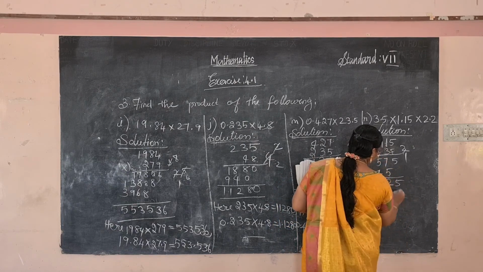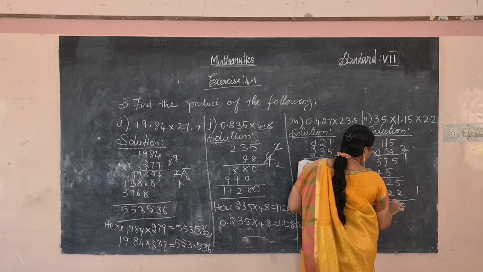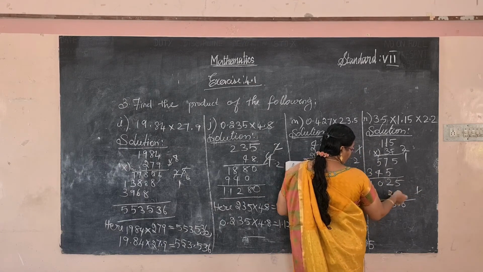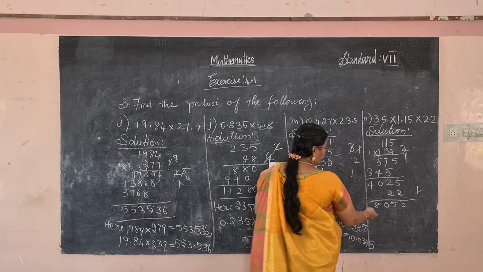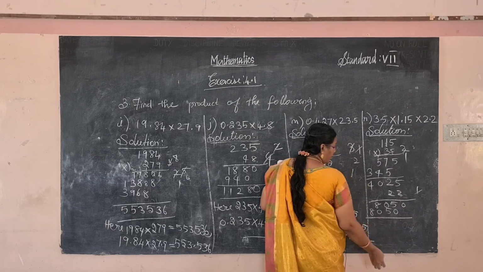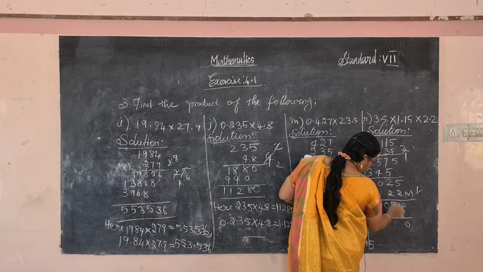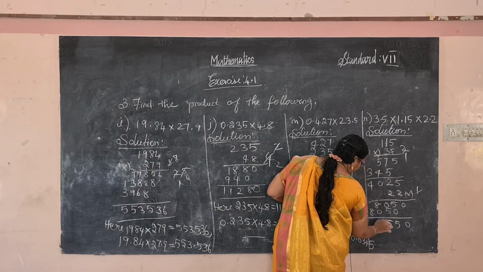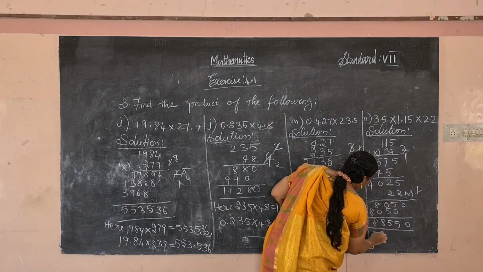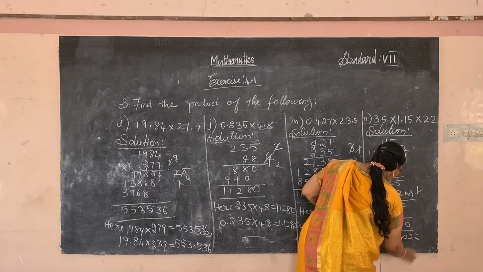After that multiply by 22. 2 5s are 10. 2 2s are 4 plus 1 is 5. Okay, so 0, 2 4s are 8. Both have the same digits, so we get the same number in this also. Okay, now add. 0, 5, 5, 8, 8. Okay, the product of 335 into 115 into 22 is equal to 88,550.